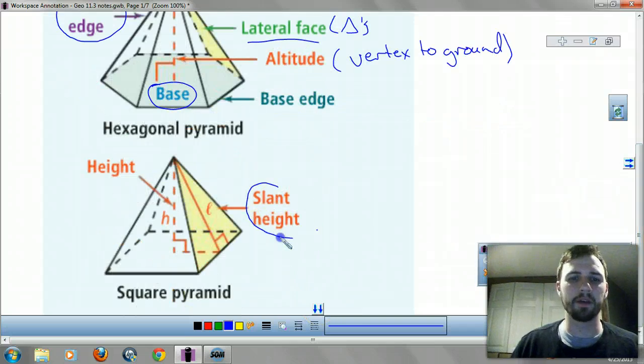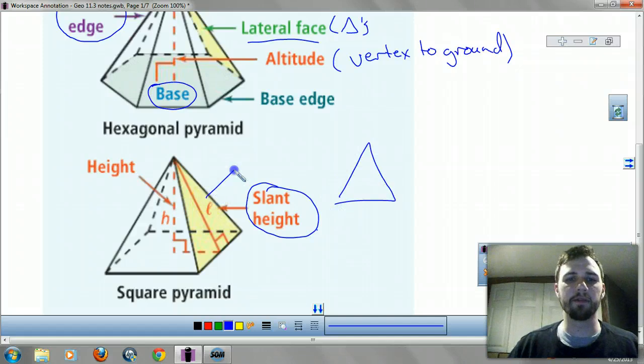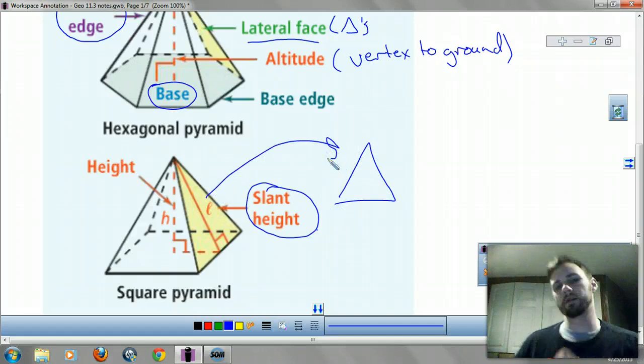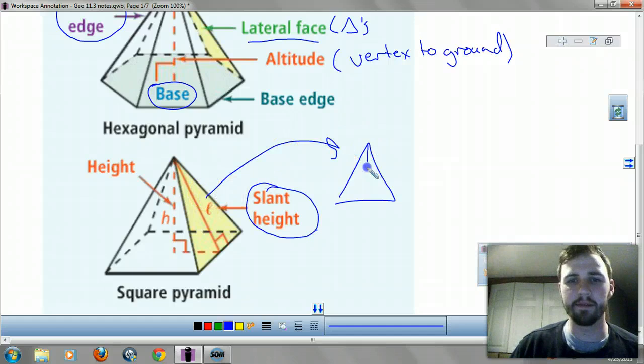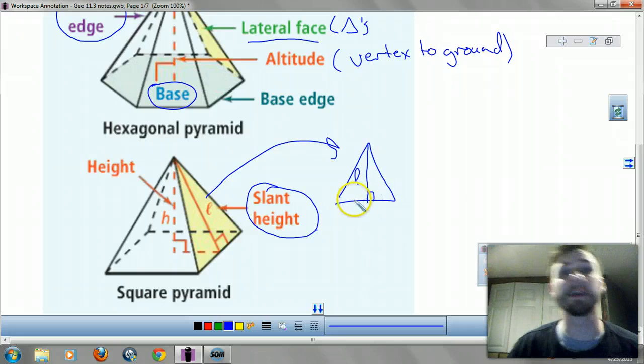These ones we also have something called a slant height. That would be as if I took that triangle off and looked at its height. That'd be known as L. That's a slant height. Okay? It's different than the height. Slant height is on the face, height is vertex to ground. Okay?